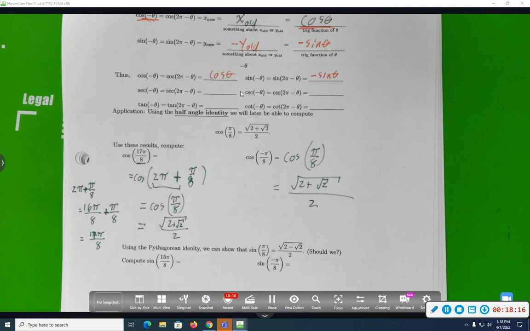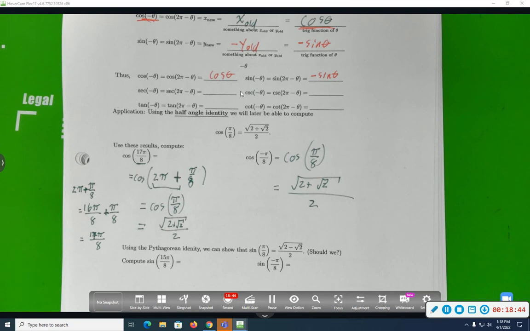As we've done before, if you know cosine of an angle, you can figure out sine of that angle by playing this Pythagorean identity game. Maybe I'll pause and say, if you do it, you'll get sine of pi over 8 to be this. Should we do it, if you're interested in seeing the Pythagorean identity thing being done right now? Okay. There's the sine of pi over 8.